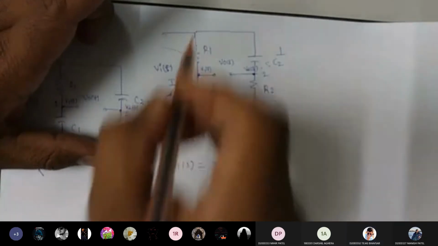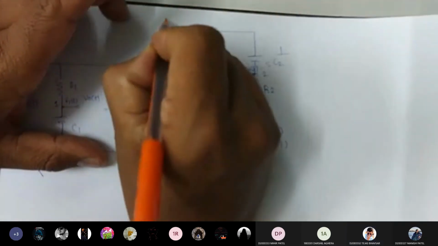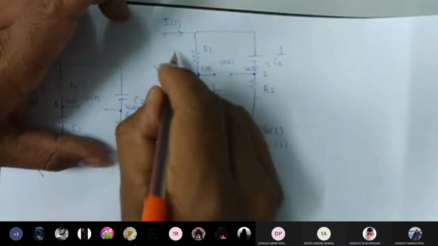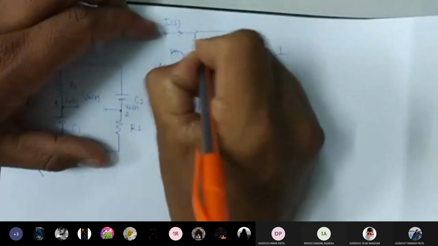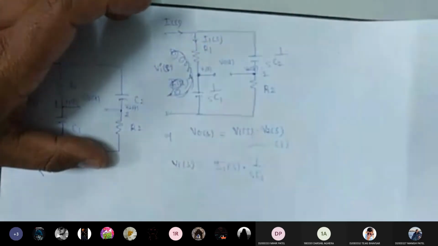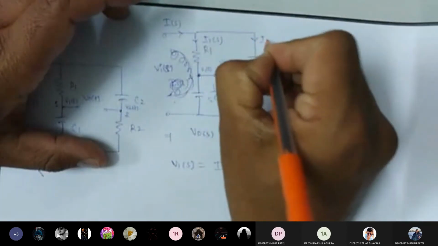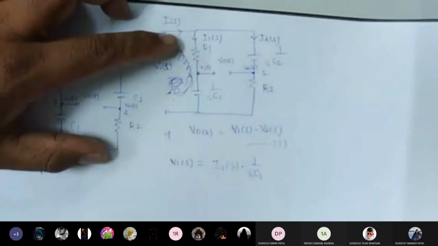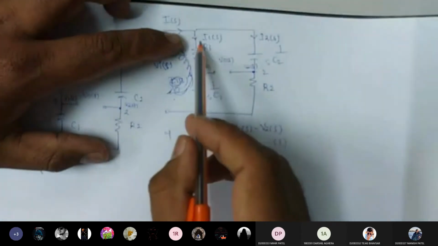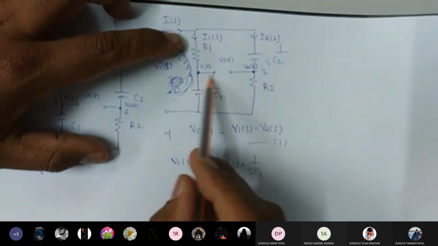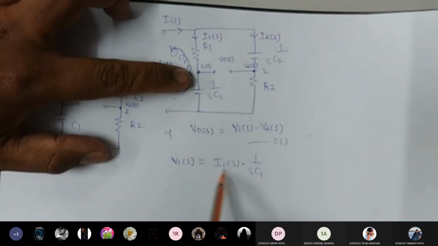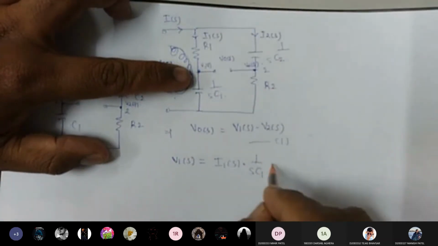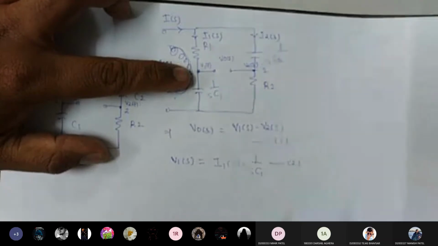Yes, sir. Let us say, to be clearer, the total current is I1 of S. Okay, total current is IS. This splits into two parts because it is a parallel circuit. One part is your I1 of S and the second part is your I2 of S. I1S goes here, and the other has no path, so everything goes here. What does that mean? V1S is equal to I1S into 1 upon SC. I am giving this the name equation 2.